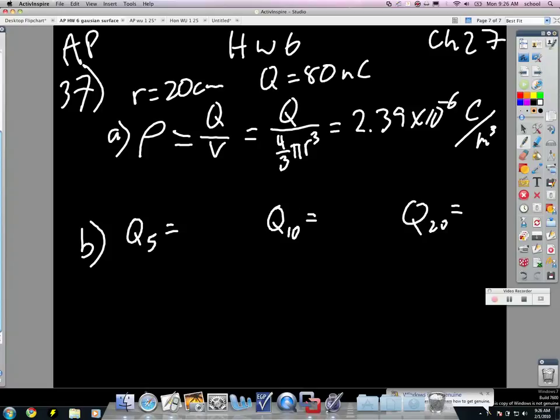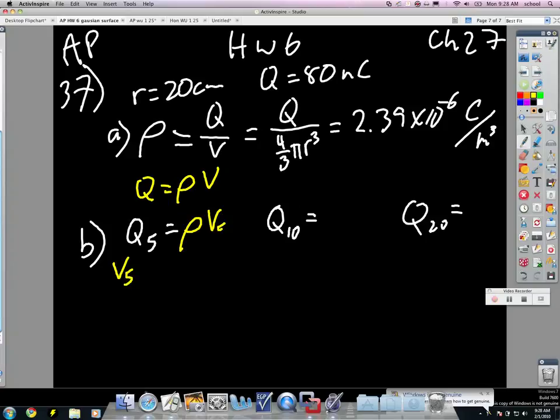If density is this equation, then all I need is the volume at 5, right? Because Q is going to be density times the volume of 5, density times the volume of 10, and density times the volume of 20.